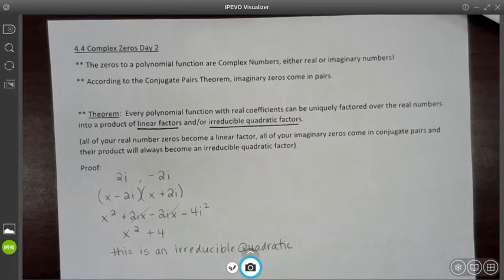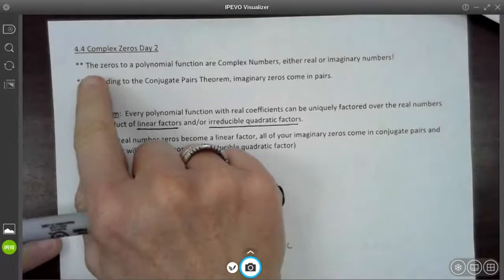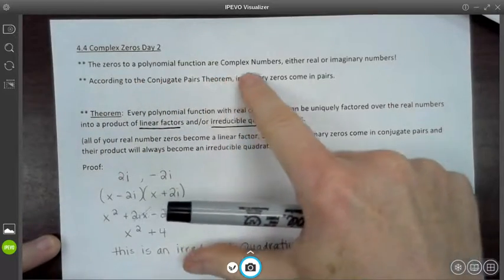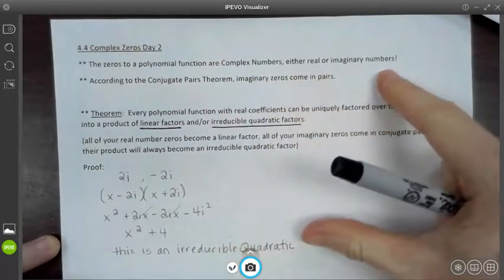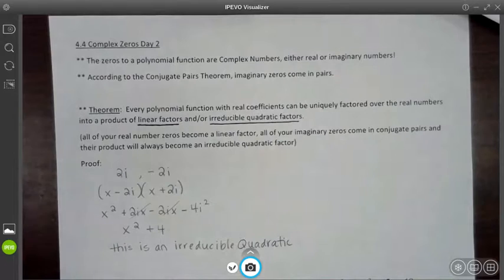Hey guys, here are your notes on section 4.4, day 2, finding the complex zeros of a polynomial function, okay? Just to review a couple of the theorems that we saw from yesterday, the theorem said the zeros of a polynomial function are complex zeros, either real or imaginary numbers, right? So these zeros don't just have to be real, we can find the imaginary ones too.